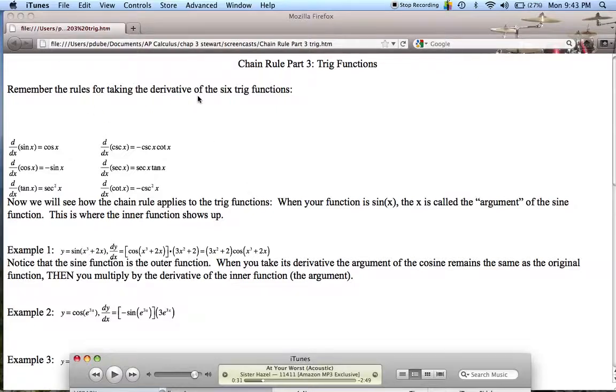So, let's remember the rules for taking the derivative of the six trig functions. The derivative of sine of x is cosine. The derivative of cosine is negative sine. The derivative of tangent is secant squared. The derivative of cosecant is negative cosecant times cotangent. The derivative of secant is secant times tangent. And the derivative of cotangent is negative cosecant squared. You should commit these to memory. Now would be a good time to do flashcards or Quizlet or something like that.